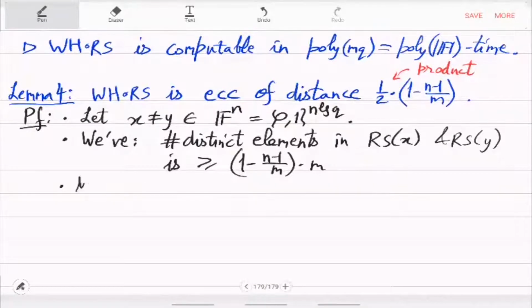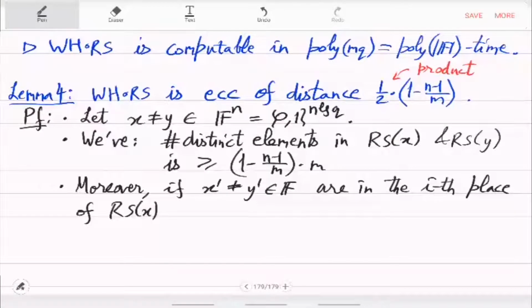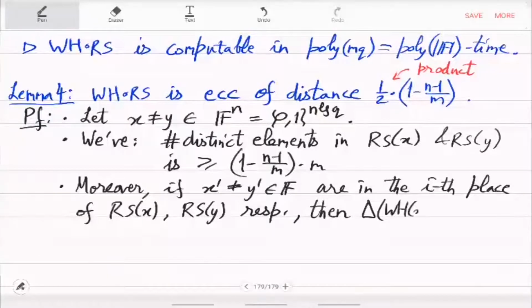Moreover, if x prime and y prime are the field elements in the ith place of RS(x) and RS(y) respectively, then in the Walsh-Hadamard encoding, the distance is half.